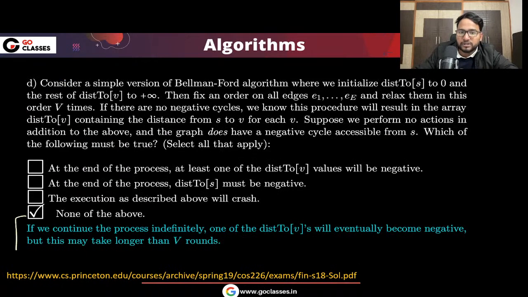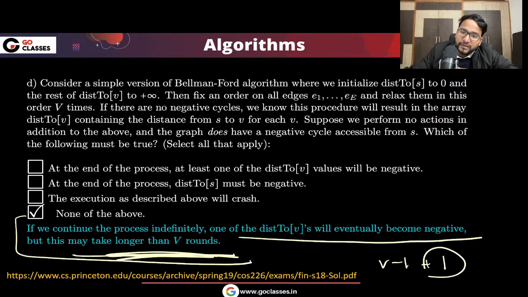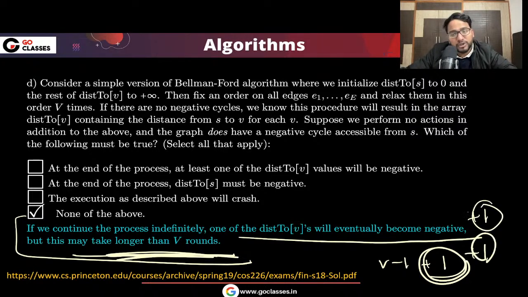If we continue the process indefinitely, one of these will eventually be negative. Yeah, eventually it will be negative, but this may take longer than V rounds. So in V minus 1 rounds plus 1 round, here it will decrease. If you do it one more time, again it decreases. If you do it one more time, again decrease. But eventually it will be negative. But in just V rounds, it need not be.